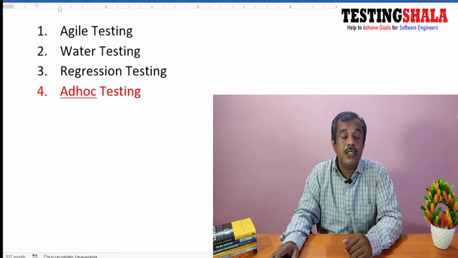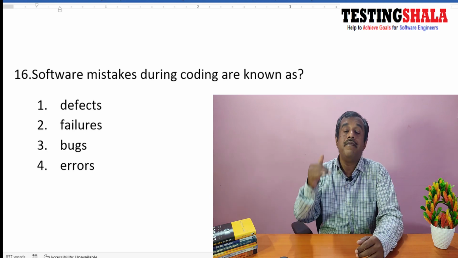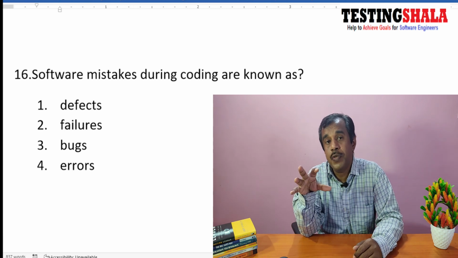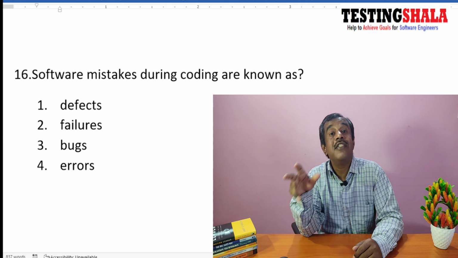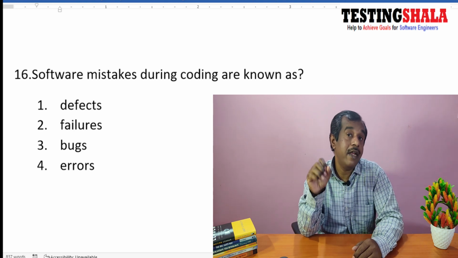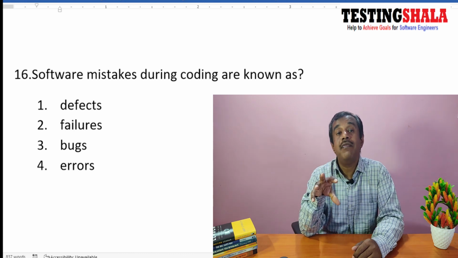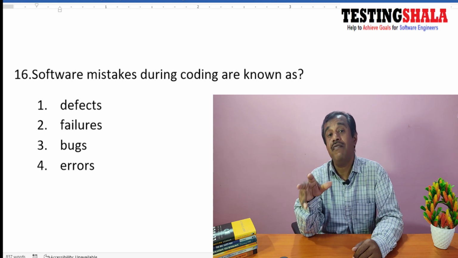Then the next question is, the software mistakes during code is also known as a what? Normally there are two aspects. There are certain issues which we get when software is being tested. When software is being tested by a tester, normally we call it a defect. When the developer identifies it himself, normally we call it a bug in place of a defect.